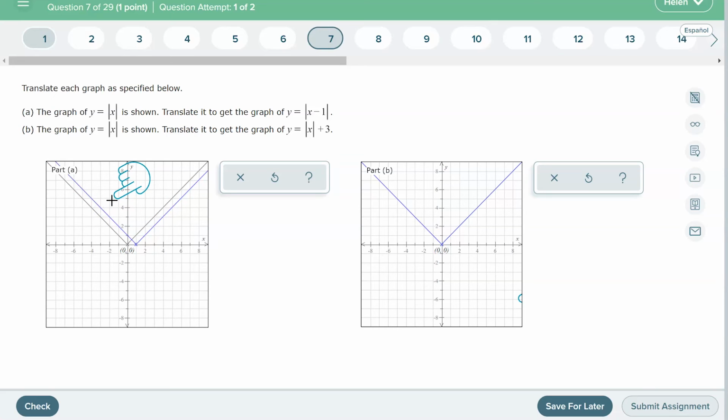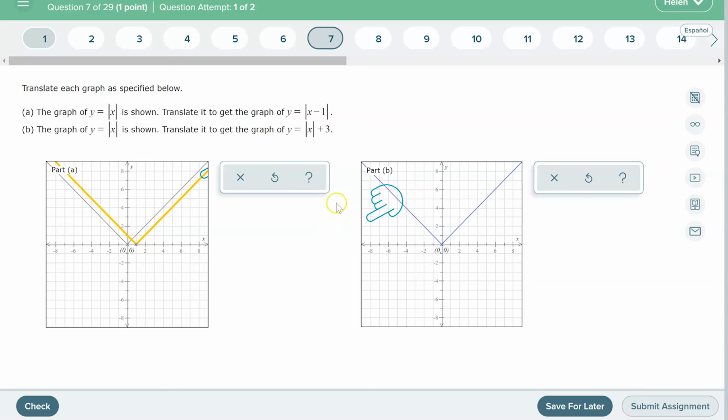Now let's try part B. So they give you the graph of absolute value of x. We want to translate it into the graph of absolute value of x plus 3. So now pause the video and think about what transformation that will be. Up, down, left, right, tall, short, fat, skinny.